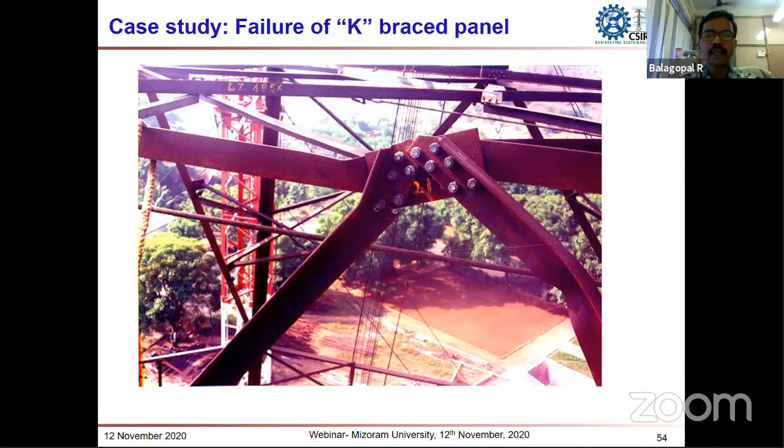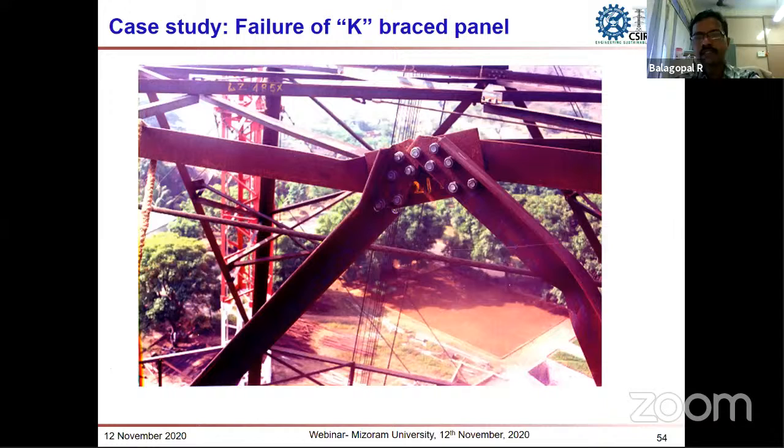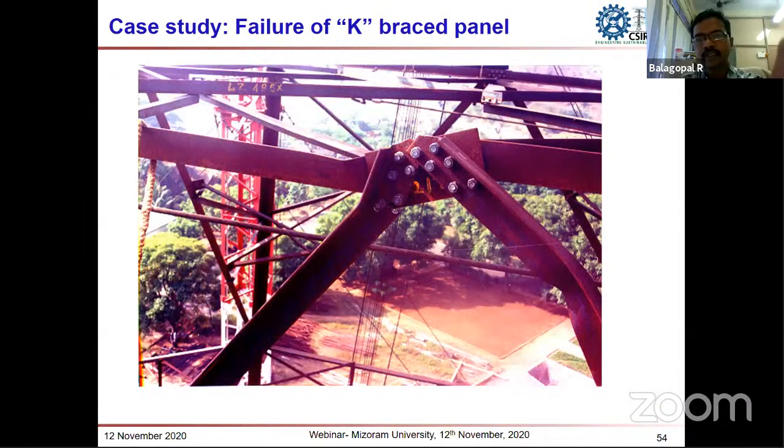And this is another type of failure, of a K-braced panel. Here we have seen that the b/t ratio of this angle section is 14, whatever they have taken. The limiting b/t ratio is 12, but because of this excess b/t ratio, it has introduced a greater, abnormal eccentricity in the joints. Due to this eccentricity, it has induced some bending stress in the joint region, and because of that excessive bending stress, this failure has happened.